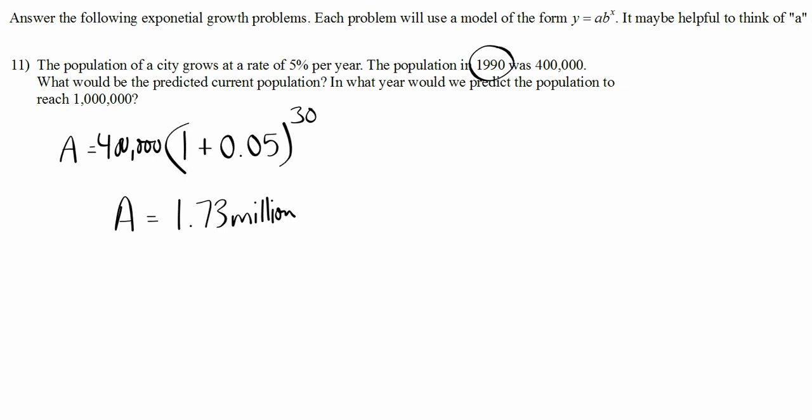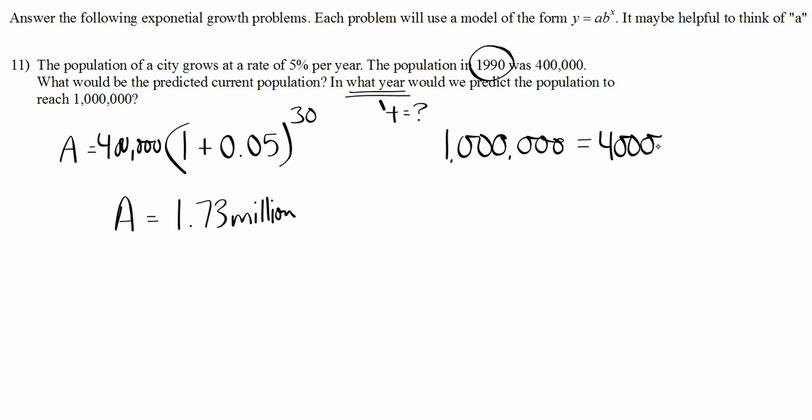Okay, so that's a lot of people, depending on where you are. So it's going to take us 30 years to get 1.73 million, so I'm betting that it won't take 30 years for us to get to 1 million. So how do we find that out? Well, we know the amount now. What do we not know? We don't know what year. That's t equals question mark.